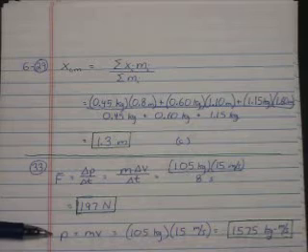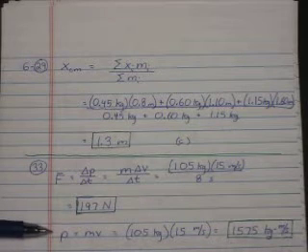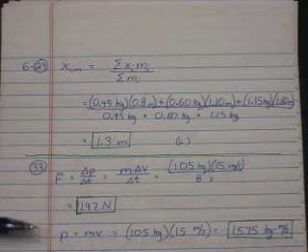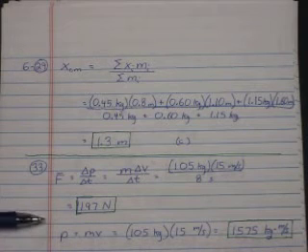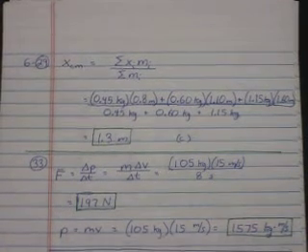Momentum at that time is going to be mass times its velocity, so 105 kilograms times 15 meters per second, and we get 1575 kilograms meters per second.